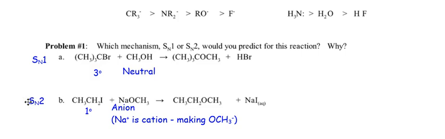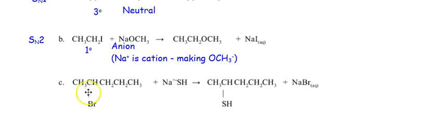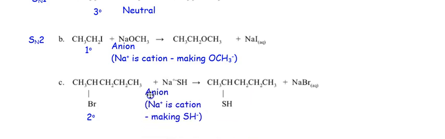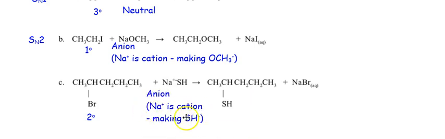All right, now watch what happens below. So here is the carbon I am interested in. How many carbons are attached to this carbon? 1, 2. So it is secondary. All right, so uh-oh, what's plan B? Okay, what is this? I see a sodium, and now I see SH minus. Well, guess what? This is an anion. Why? Because sodium is a cation, making this negative.